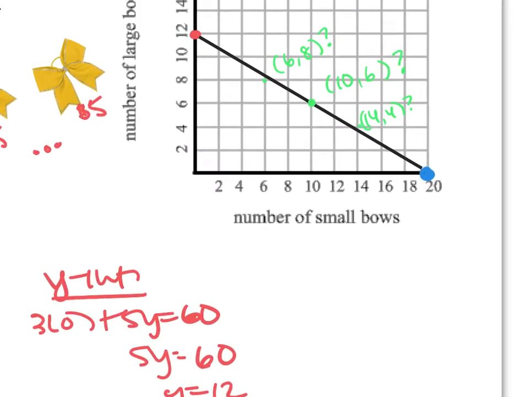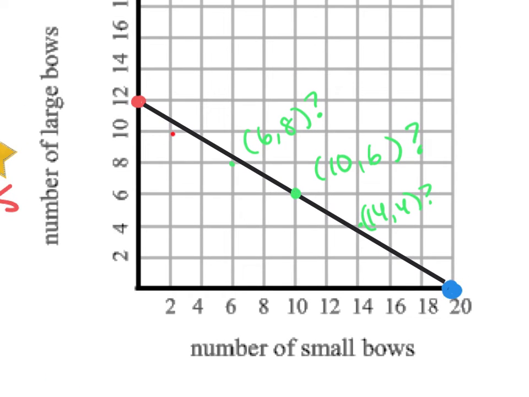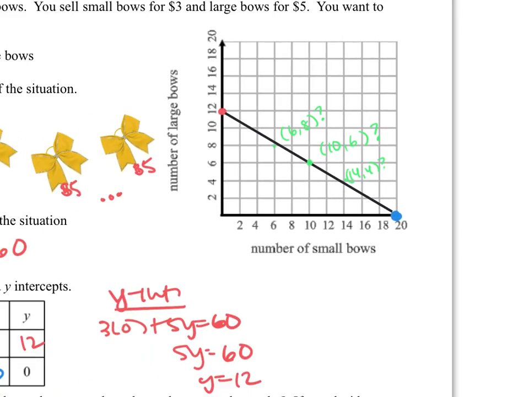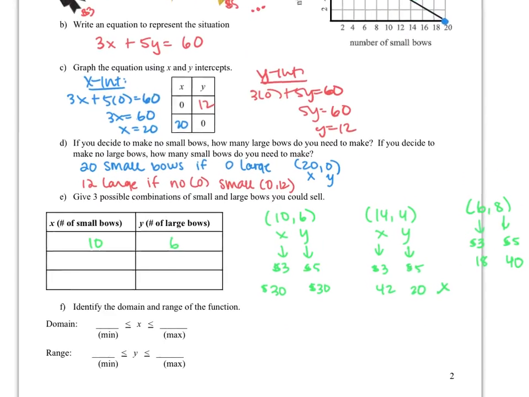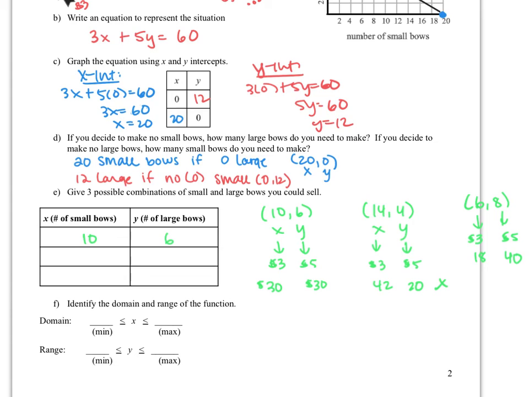So again, it's important that even if your points, like on yours, might have landed on the line, sometimes we're not super precise. Maybe our ruler moves or something like that. So you want to always check algebraically. So I could actually only find 1 additional combination besides my 2 intercepts, which were 20 small and 0 large and 0 small and 12 large.